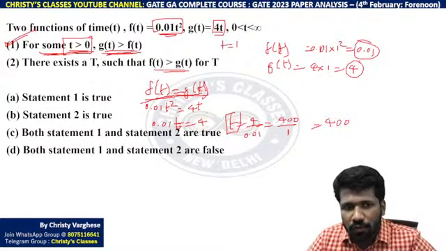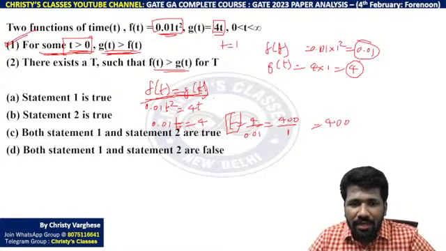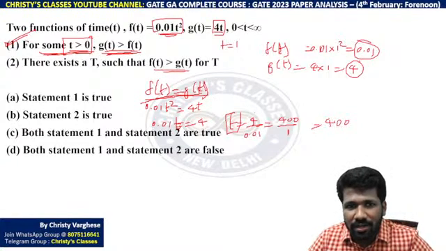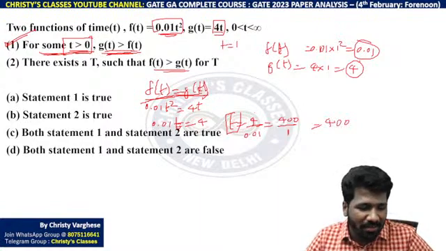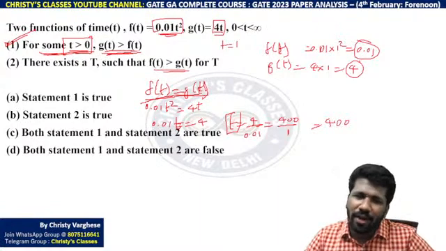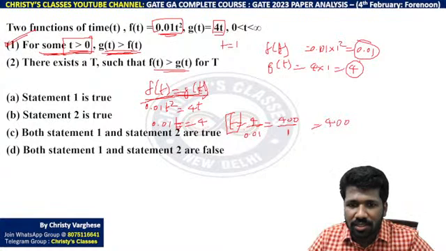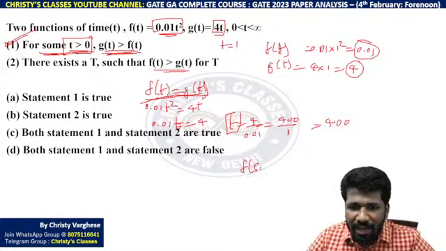For t equal to 400, f of t equals g of t. And let us try 401. Yeah, the values are a little bigger. But let us try 500, which we will take for convenience. What will f of 500 be?